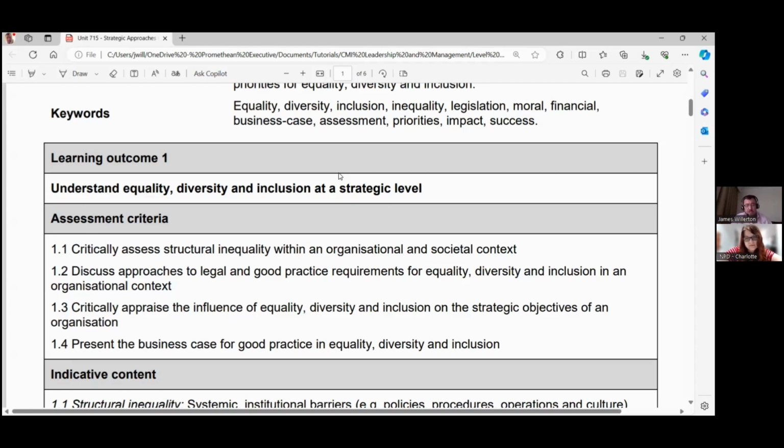1.2, then we're going to discuss here. That's a command verb: approaches to legal and good practice requirements for equality, diversity, and inclusion in an organizational context specifically this time. So the command verb is discuss. So that's going to be looking at arguments for and against, pros and cons.